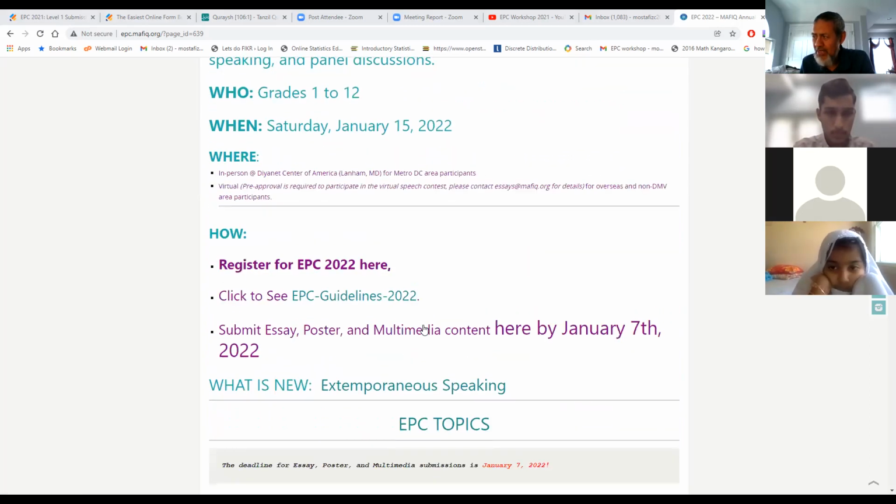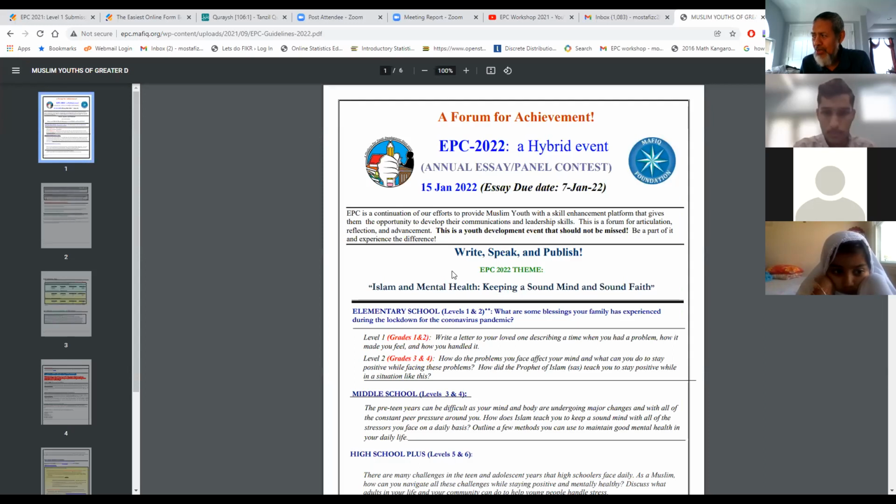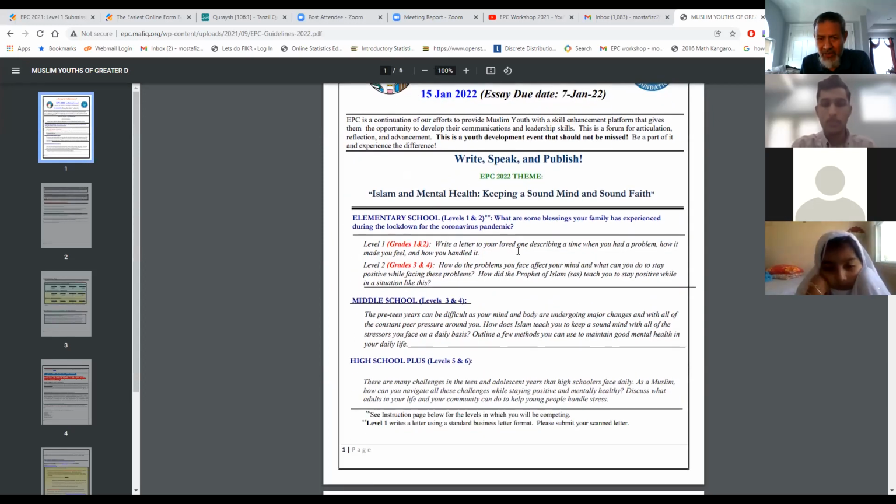One thing I want to mention here is the guidelines that you need to look at closely, so that you know the prompts for the different topics. This is for the elementary school, the first one. And as you know, each level has 2 grades. Our elementary is not like grade 1 to 5. We are differentiating by putting it in bins, 2 grades in each level. So 1 and 2 is level 1, 3 and 4 is level 2, 5 and 6 is level 3, and so on. You need this information to know the prompt, so that you can work on your essay, inshallah.